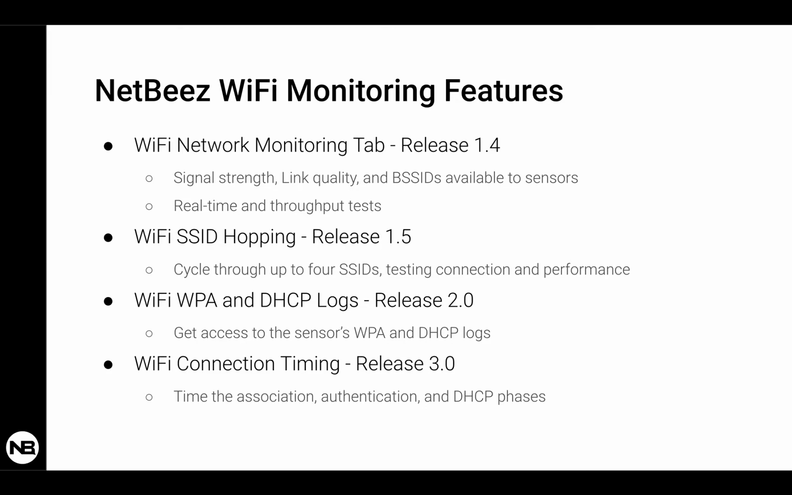And lastly, in release 3.0, which was released in early November 2019, so a few weeks ago, we released the Wi-Fi connection timing. This is a great feature because it allows you to see and time the Wi-Fi connection process divided in association, authentication, and DHCP phases. So it's a very good way to see not only how a network performs on an ongoing basis when the clients are connected, but also how quickly it takes to connect to a network and what can go wrong in one of these three phases.